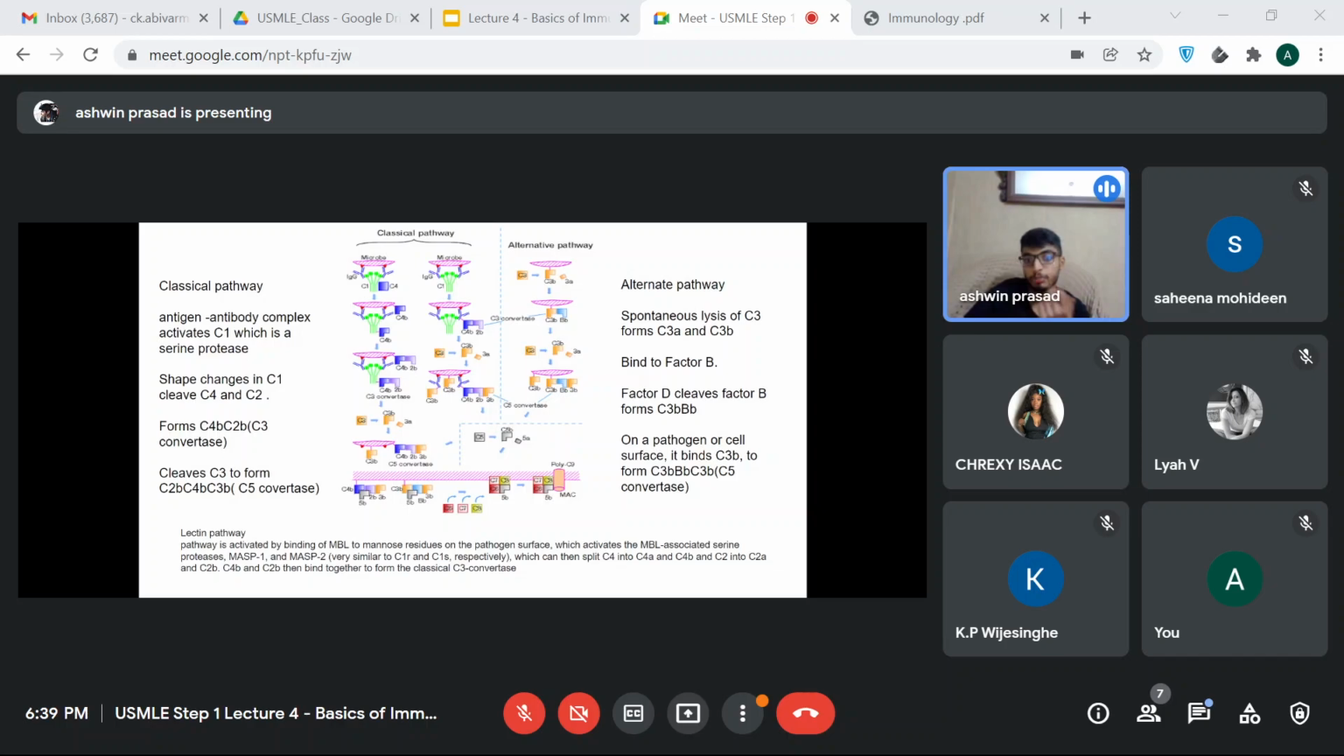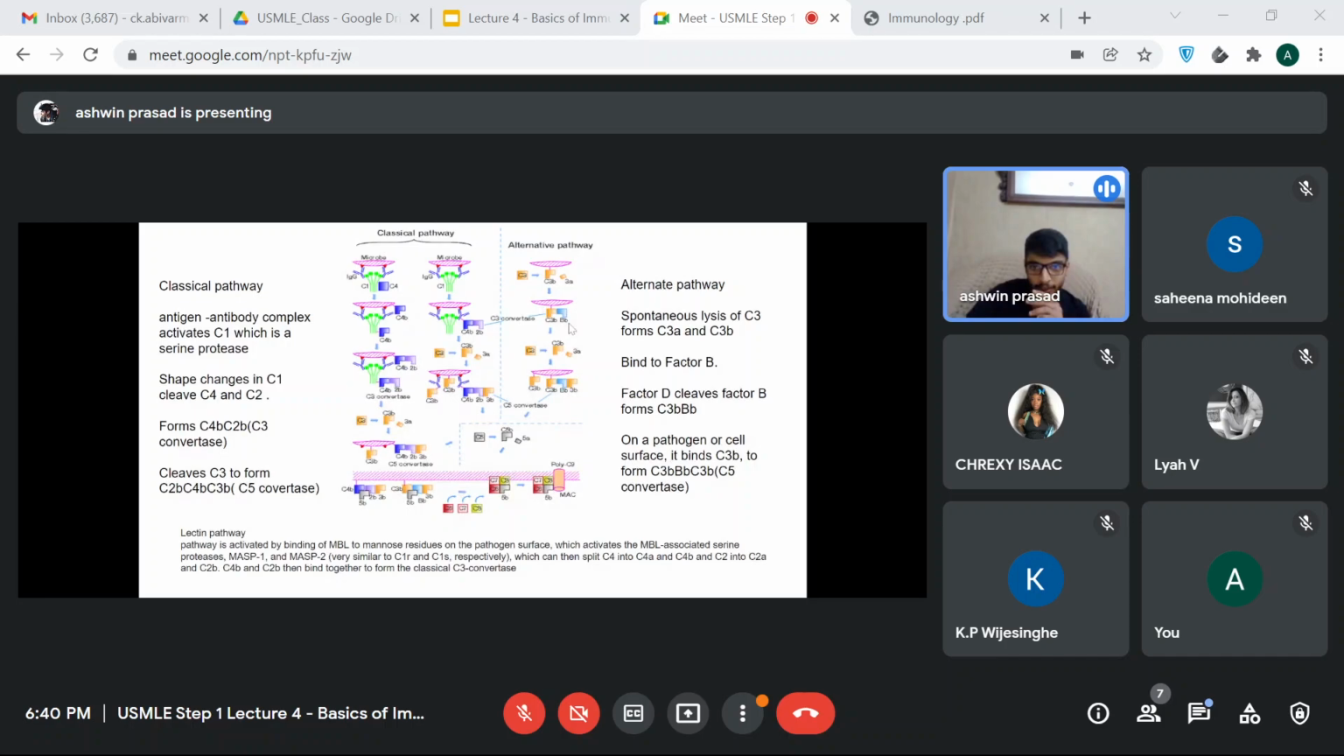So factor B and factor D get activated in their presence, and after the spontaneous lysis, the C3B attaches to a component of factor B called big B, small b. So it's very derivative. There's factor B, and it gets cleaved into A and B. So now you have big B, small b. I'm pointing at it with the cursor.